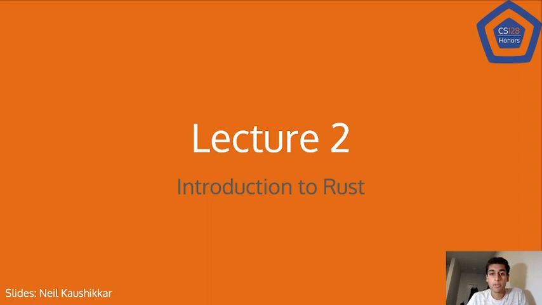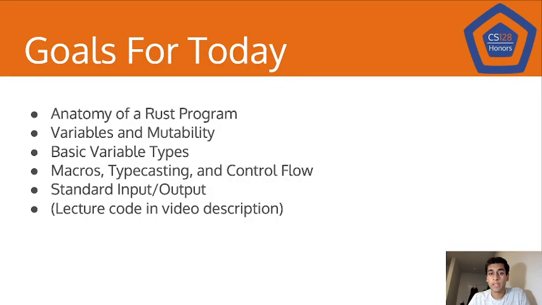Today I'm going to be introducing you guys to some basic Rust syntax and showing you some basic programs along the way. So we're going to go over the anatomy of a Rust program, talk about variables and how to define and create them, and introduce you to some basic variable types, go over macros, typecasting, and control flow, and finally show you some programs dealing with standard input and output.